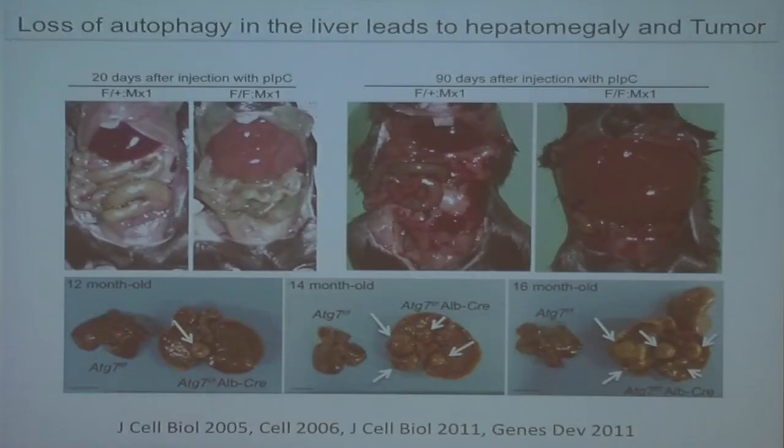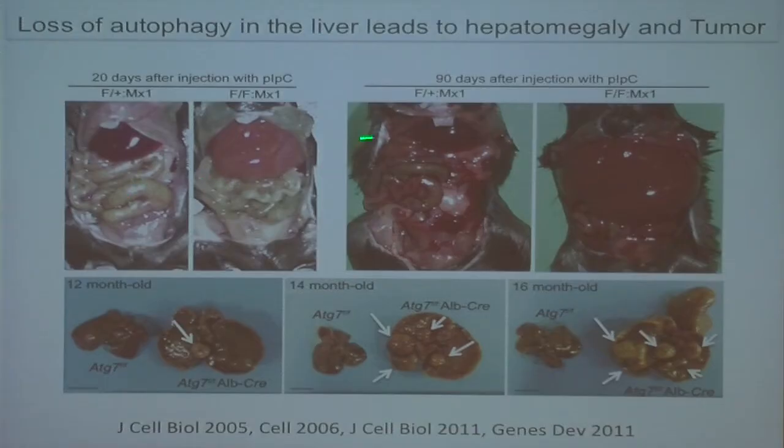So genetic analysis using ATG7 shows it is essential for autophagy. This is rat liver, in a nutrient-rich condition. However, as you can see, the liver size increases largely. So loss of autophagy leads to hepatomegaly, and over 1 year later, there is 100% efficiency of generating liver tumor like this.